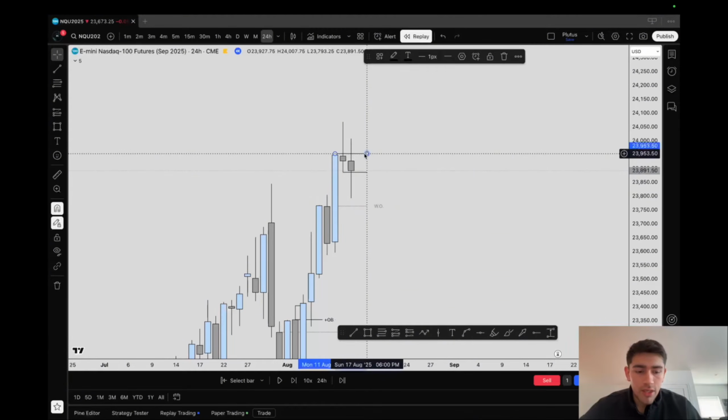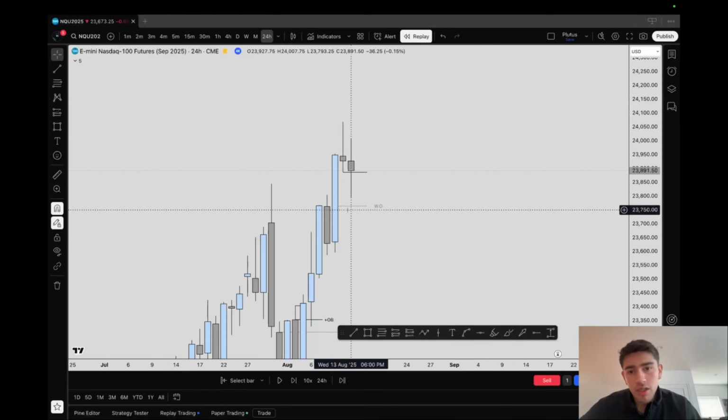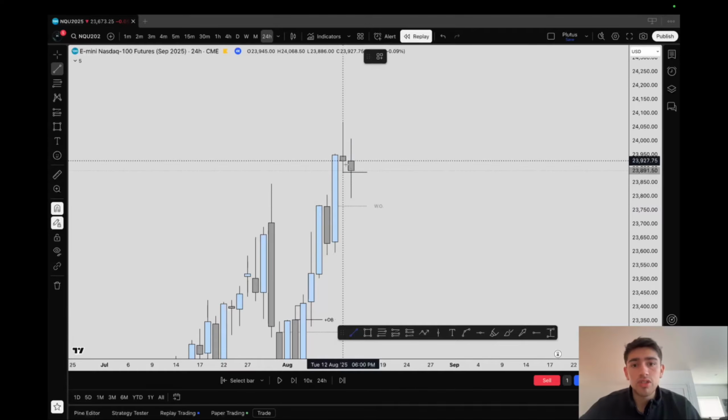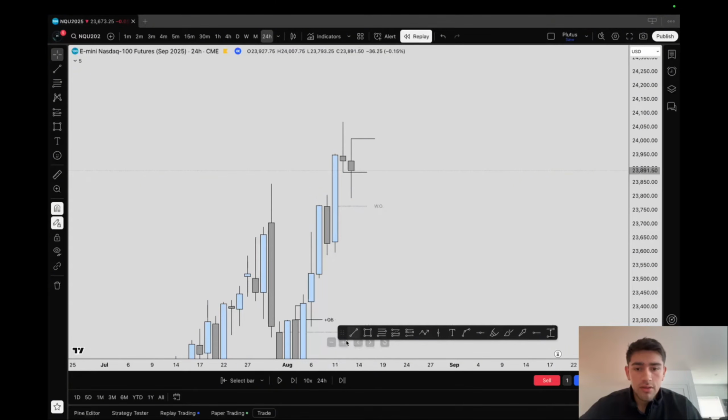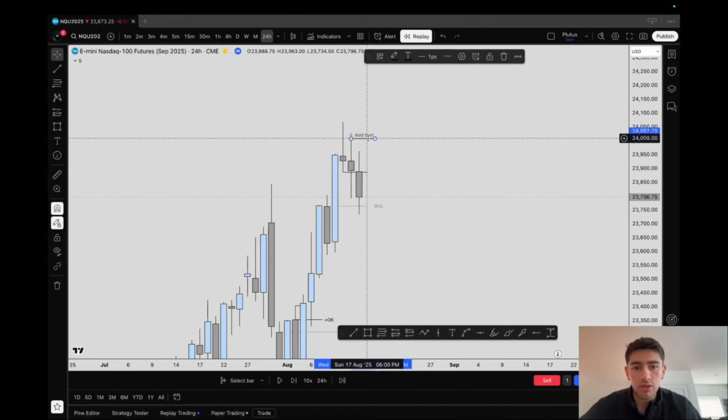Boom. Did we close below this low? No, we didn't, right? So where's the draw on liquidity most likely going to be? This high. Boom. Let's see. Nope, we didn't. We got three failure swings here now. This marks as low resistance.